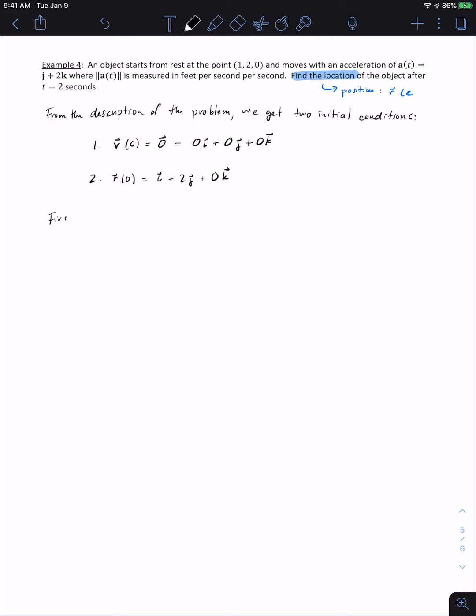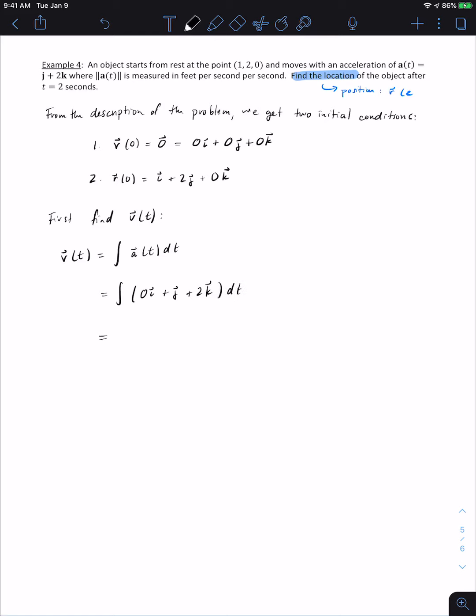So first, we want to find v of t, right? Because we've got to find the velocity in order to find the position. So v of t, how are we going to get that? We're going to get that by integrating a of t, which is given by the problem. So what is a of t? A of t is just j plus 2k. I'm going to go ahead and write 0i in here so I don't forget to integrate that. So the integral of 0i plus j plus 2k dt.